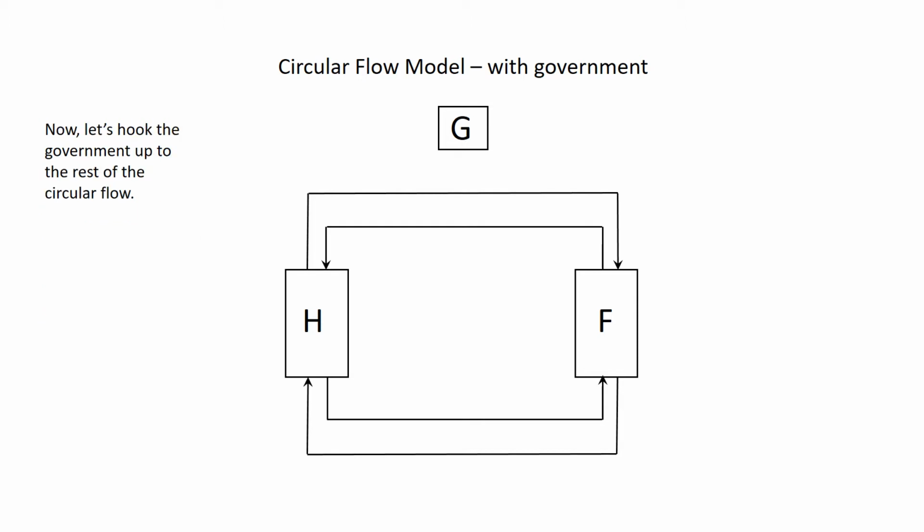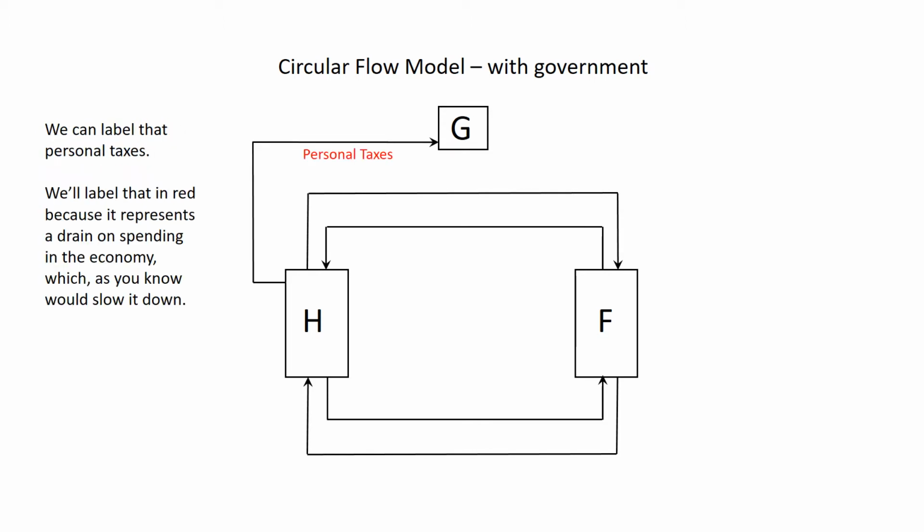Now let's hook the government up to the rest of the circular flow. We'll start with this flow, from the household to the government. We can label this flow personal taxes. We'll label that in red because it represents a drain on spending in the economy, which, as you know, would slow it down.